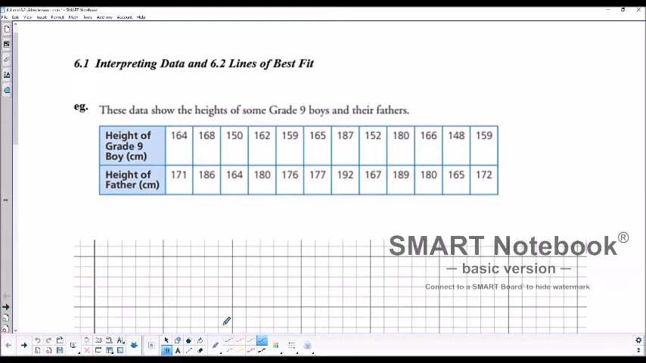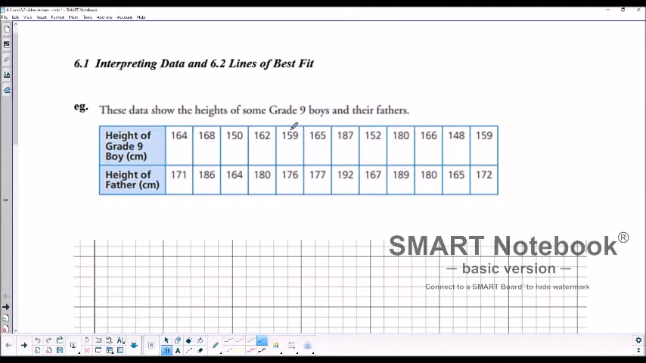So this video is going to be using experimental data, as we can see here, and we'll highlight some of the important features of scatter plots, and then we'll move into lines of best fit and predicting from using the scatter plot.